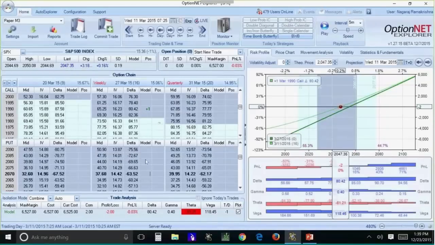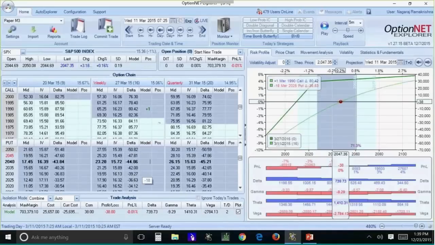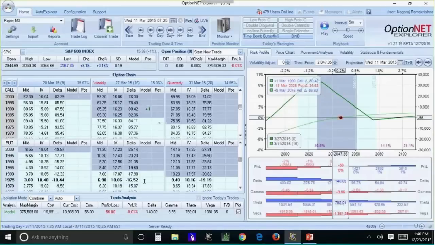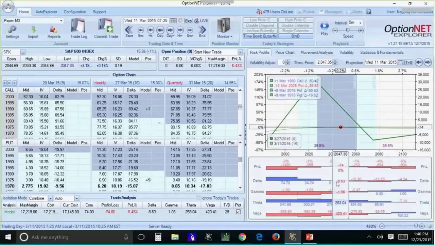So 2025, centered at 2025. And in this case, I think I needed about 9 butterflies per long call. Right. So I choose the number of butterflies such that the whole combo has a slightly negative delta or a delta neutral. Okay. In this case, we have a 1:9 ratio.